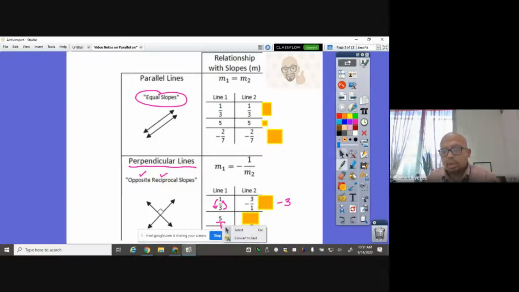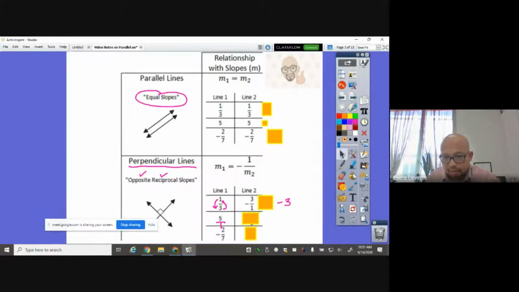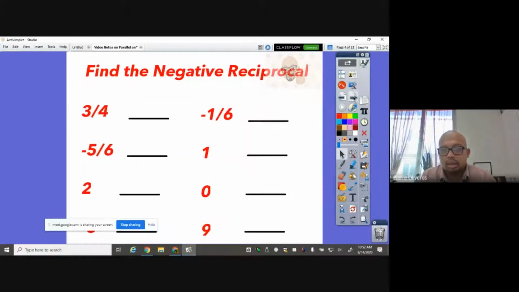So with that being said, 5 is a positive number, so we expect to have a negative right here. And the 1 will go up and the 5 will go down. So the answer is negative 1 over 5. And the next one is negative 2 over 7. The 7 will go up, the 2 will go down. Right now this is negative, so therefore line 2 must have a slope of positive 7 over 2. Okay, that's how the opposite reciprocal slope works.